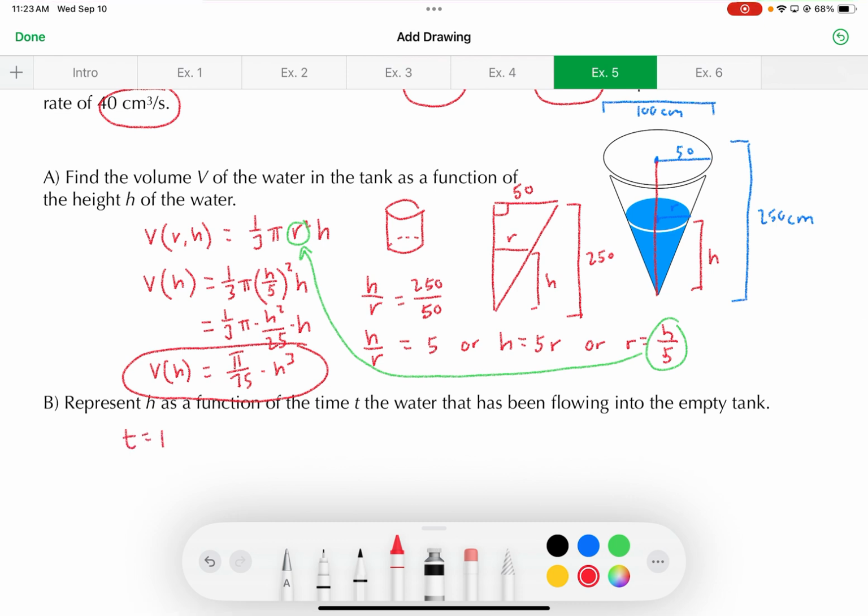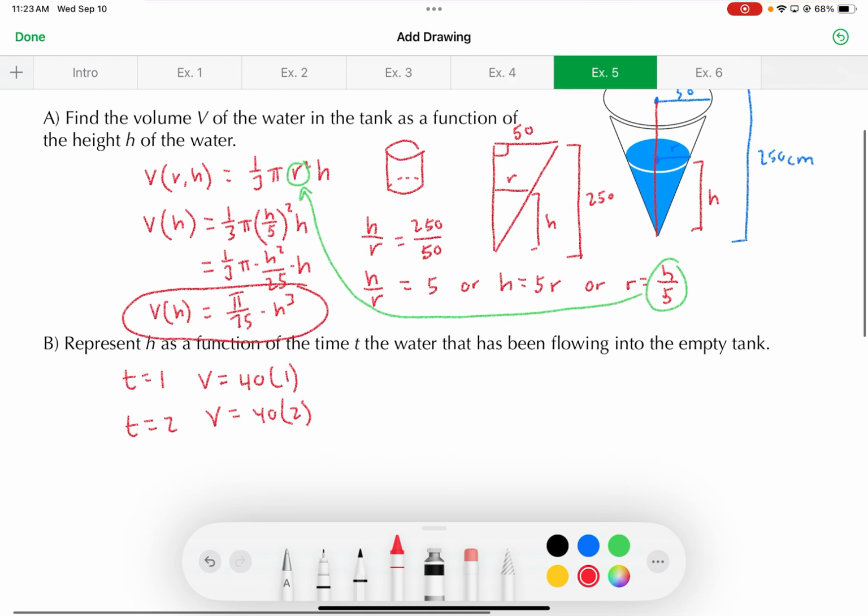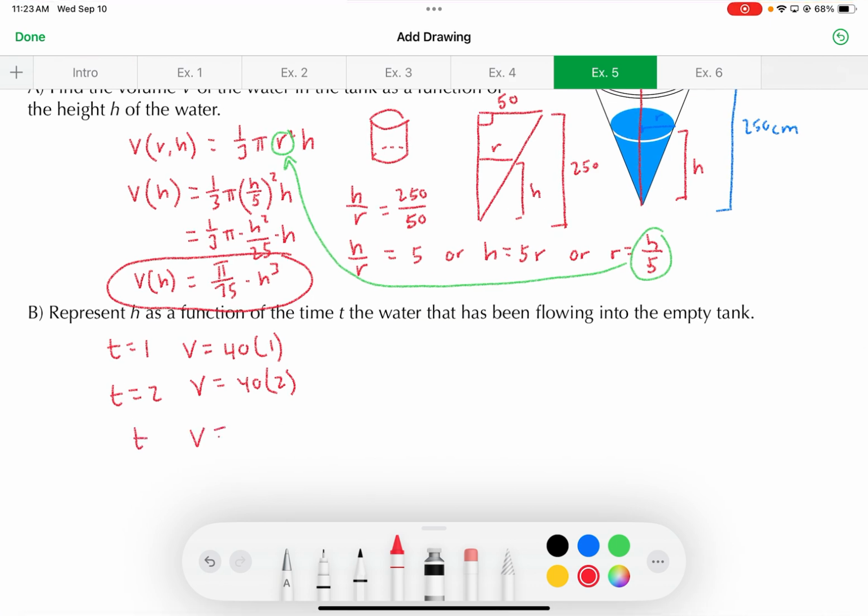At time 1, the volume that's in the tank in terms of the water would be 40 times 1, 40 cubic centimeters. At time 2, we would be at 80 cubic centimeters. Well, let's generalize it. At time t, the volume would be at 40t, right? Okay, so take your function from the previous answer, and you're going to replace v of h with 40t then.